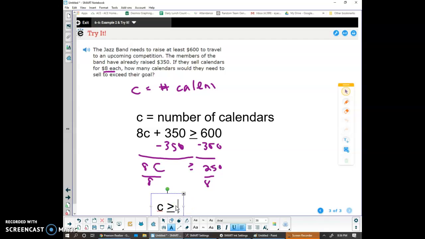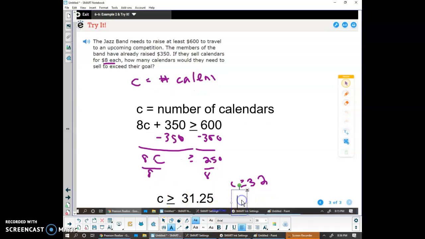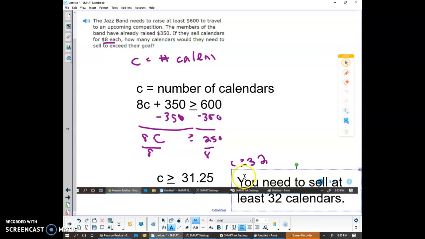31.25. So, how many calendars do they need to sell? Well, you might think, oh, I'm just going to round this down to 31. Okay, you have to make sure to understand you want to exceed your goal. If you round it down to 31, you're actually going to be a couple dollars short of your goal. So you want to sell a number of calendars more than 31, so 32. Okay, so to conclude this problem, I would say you need to sell at least 32 calendars. And so that's the way I would write it on my test, because I want to be clear to answer the question, not just some number that means who knows what.